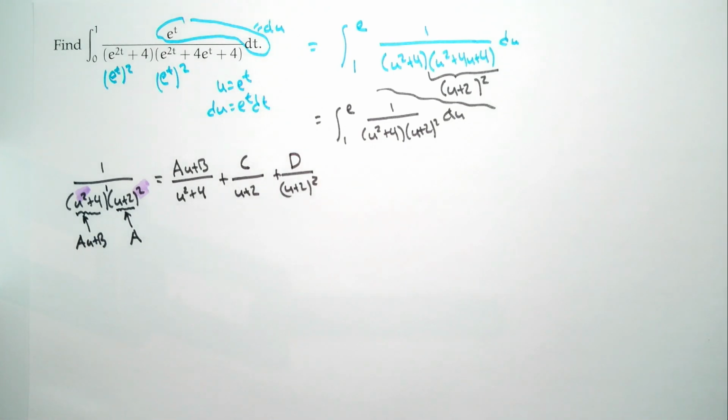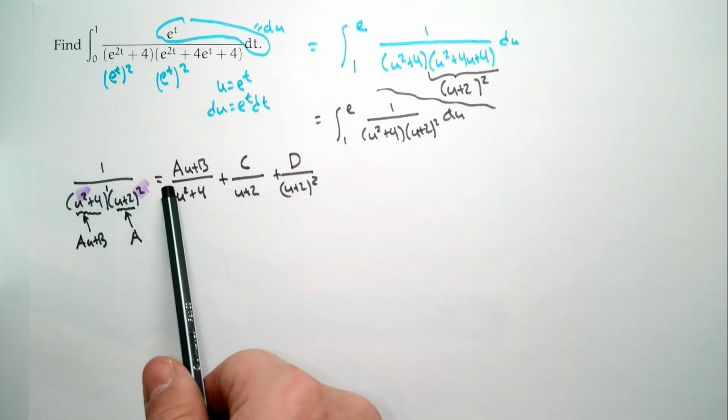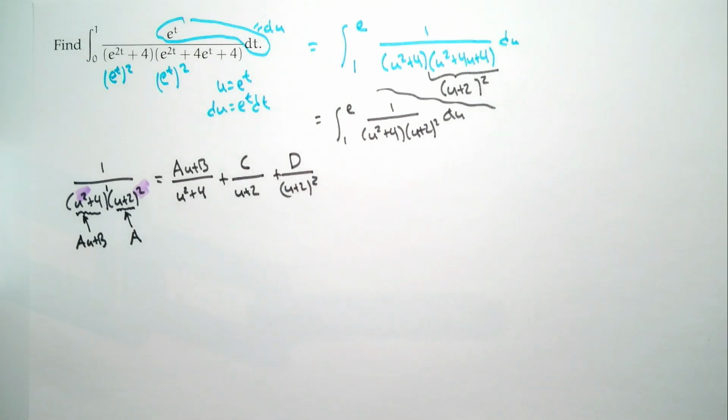Now, one check is the following. The number of letters that you have to determine, all the things you have to determine, should be equal to the degree of the polynomial downstairs. What's the degree of our polynomial downstairs? 4. And notice, A, B, C, D has 4 letters. That's a good sign. That means we're heading in the right direction.